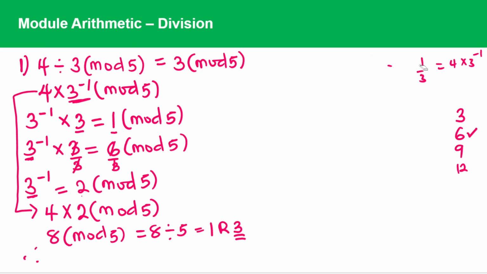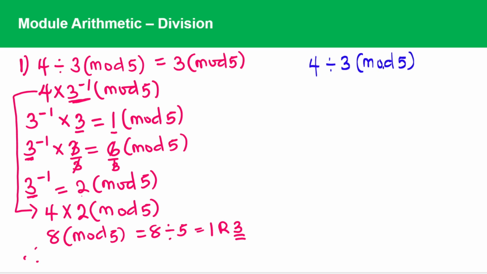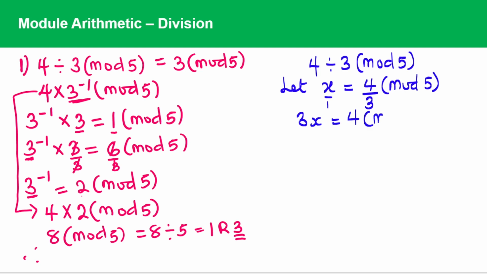Now let's go to the second method, which is the algebraic method. For the algebraic method, we have 4 divided by 3 in mod 5. We don't know what the result will be when 4 is divided by 3 in mod 5. So let's apply algebra. Let x be the answer when 4 is divided by 3 in mod 5. Now the next step is to cross multiply. So this will give me 3x is equal to 4 in mod 5.